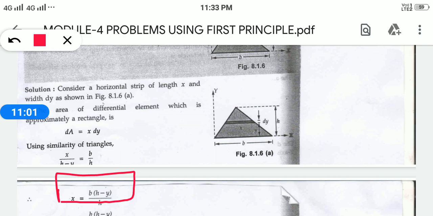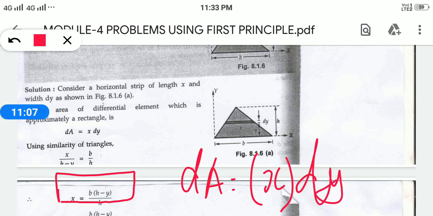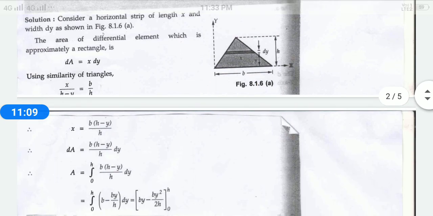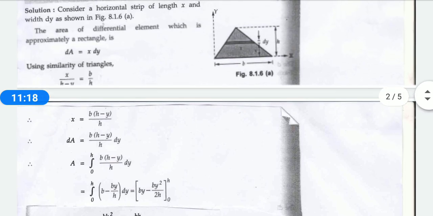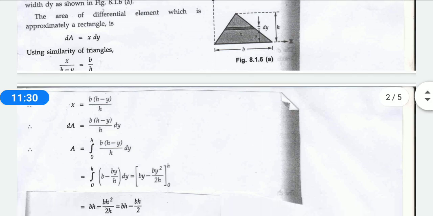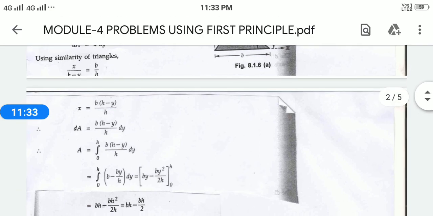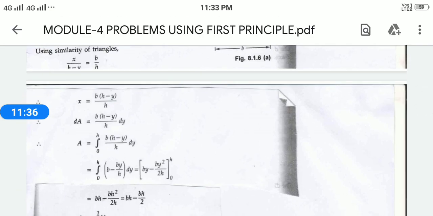To find your dA, what you have to do? dA is equal to substitute this x value into your dy. That will be your dA value. After that, what is our aim to find? We need to find a. For that a, we need to integrate our equation of dA. But however, to find the limit, what is the limit here? Which will be equal to 0 to the maximum height, that is h. So a is equal to 0 to h, that is your limit, and substitute your equation. After integrating, you will get your area as half into b into h.